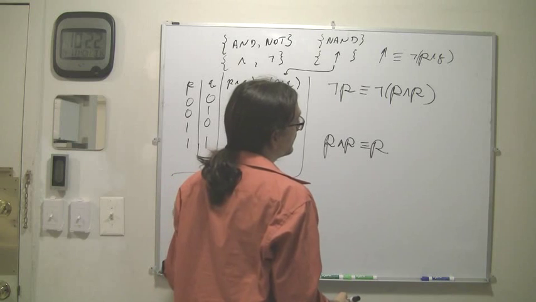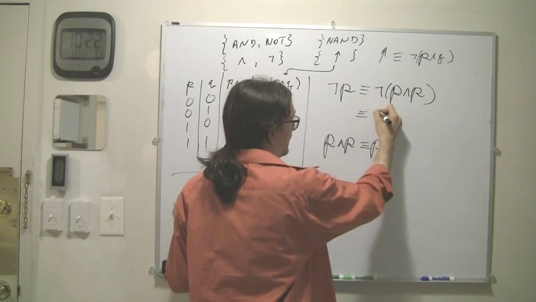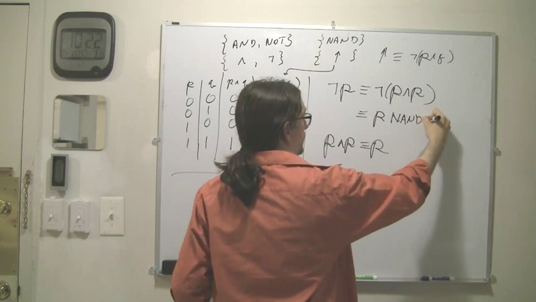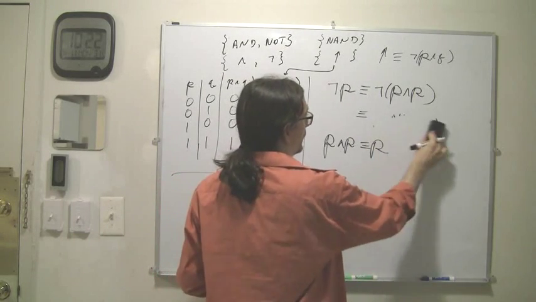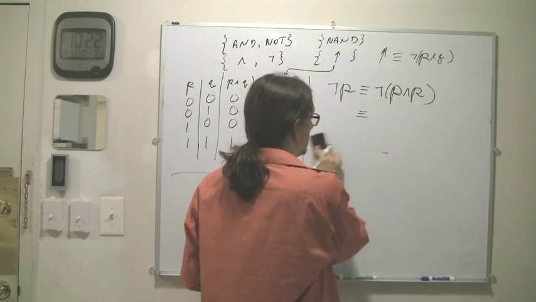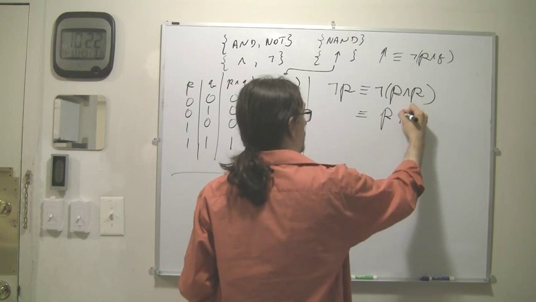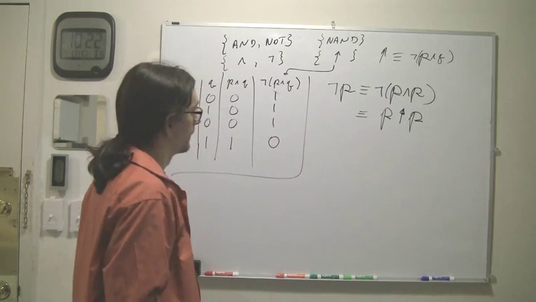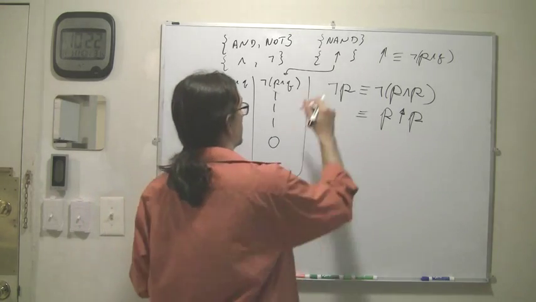Well, but what is not (P and P)? Well, this is exactly P NAND P, right? That's the definition of NAND. So this is already done. We finished for NOT. So P NAND P is equivalent to not P. So we already did NOT.